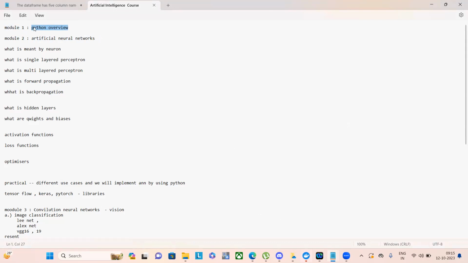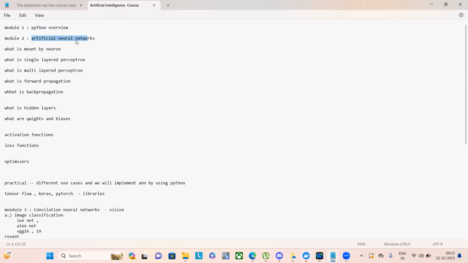What the basics are and what topics will be covered in Python, I'll tell everything just as an overview. This is a separate course. If you need in-depth training, we have a separate training for that. The second module is artificial neural networks. This is the main thing for AI.